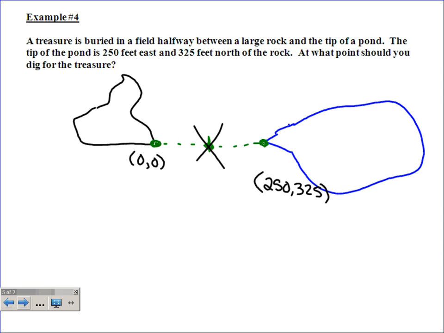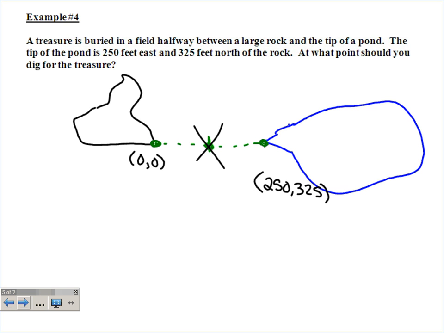Yes, sir. How did you get 0, 0 for the rock? Well, it's basically where we're going to start. It's our origin. Whenever we graph stuff, 0, 0 is right smack dab in the center. And since we only have relation to one point, we're basically saying it's got to be that far from it. So I'm just going to start at 0, 0. It's always where we start.